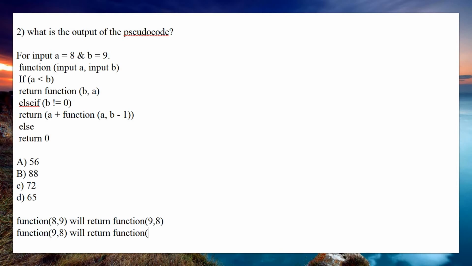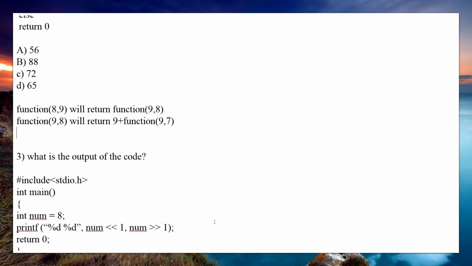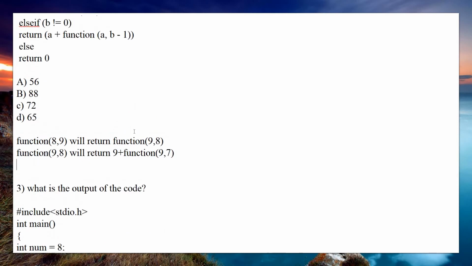So it will return the function. So it will return A plus. So what is the value of A here? Here A is 9. So 9 plus the function of A comma B minus 1. A is nothing but 9, and B minus 1: B is nothing but 8, 8 minus 1 is nothing but 7. So it will return function of 9 comma 7.